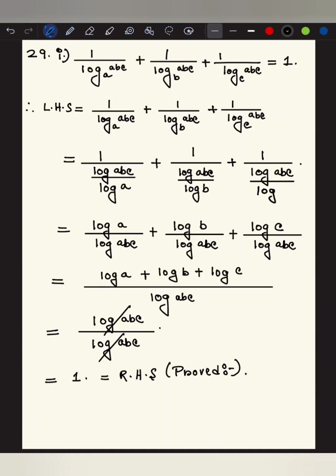This becomes reciprocal when we are dividing 1 by log ABC by log A. So this will be log A by log ABC plus log B by log ABC plus log C by log ABC, which is equal to, since the denominator is the same, when we are doing the LCM, the numerators just get added up, right? So it will be log A plus log B plus log C whole divided by log ABC, which is equal to, log A plus log B plus log C can be written as log ABC by log ABC, which is equal to 1, equal to RHS, proved. Understood?